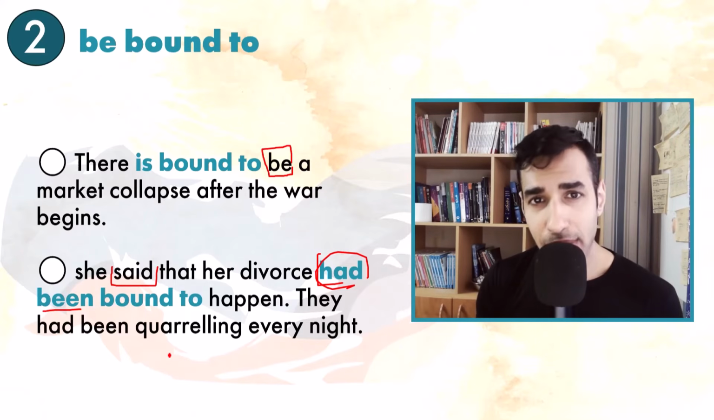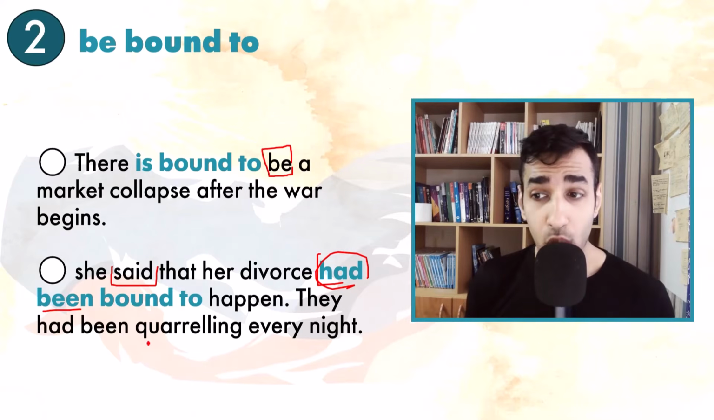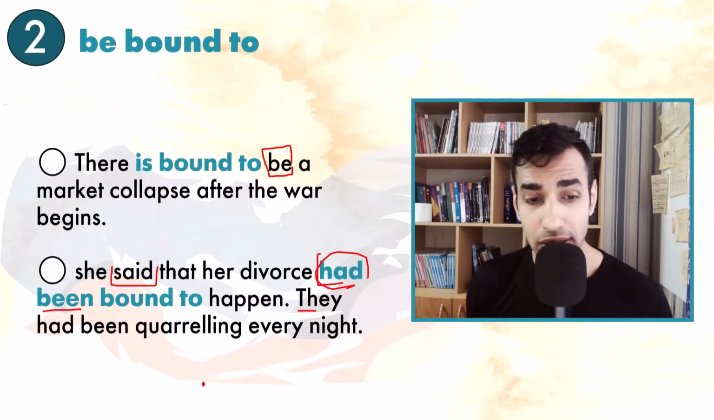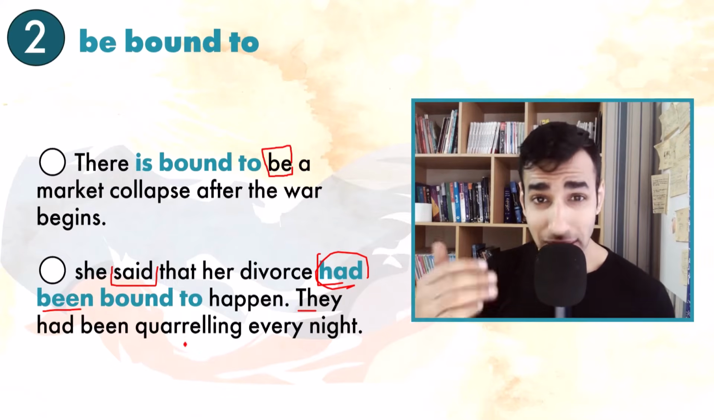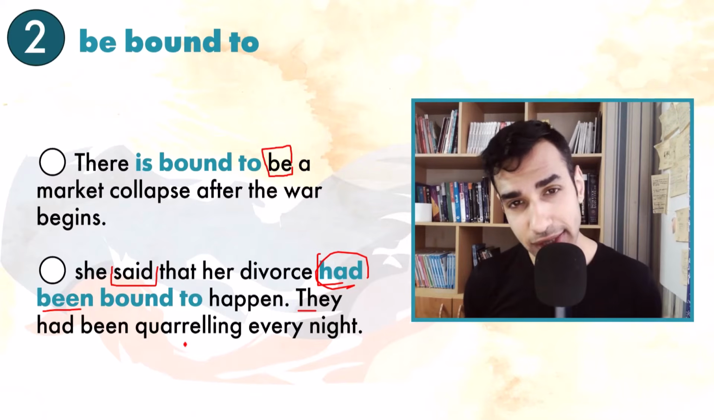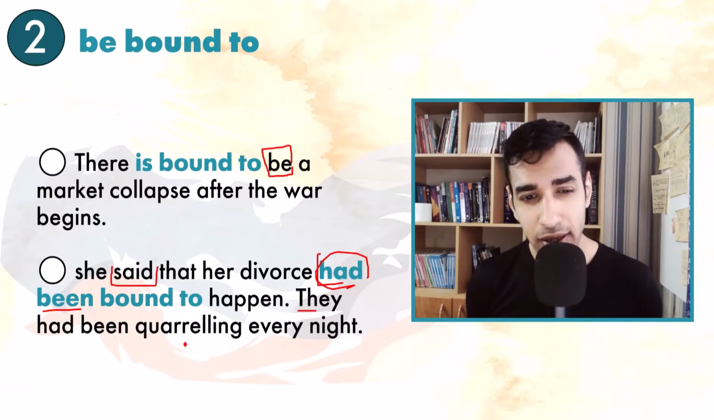You can learn that grammar fully in another video. But be bound to. Their divorce was likely to happen, or even it was certain to happen. Why? The sentence is offering a reason. The reason is they were quarrelling every night. We have two sentences. The first sentence offers a possibility, and the second sentence offers a reason. The possibility of divorce, and the reason for divorce.